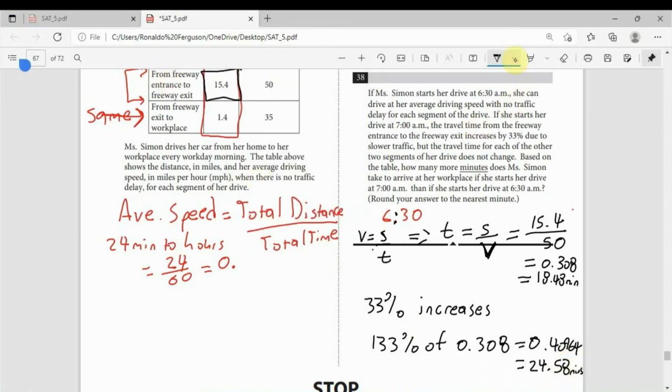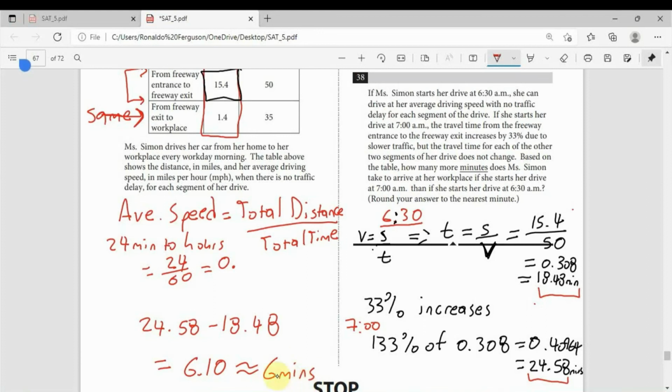So notice that if there's no traffic, it should take 18 minutes. That's when she leaves at 6:30. If she leaves at 7 o'clock, it's going to take her 24.58 minutes. What's the difference between the two? How much longer would it take her? The difference is 24.58 minus 18.48, and that gives us 6.1. In other words, it's roughly 6 minutes different. Wow! So that's not a big deal, guys. It's just 6 minutes different. So if I were her, I would just travel at 7 o'clock instead.